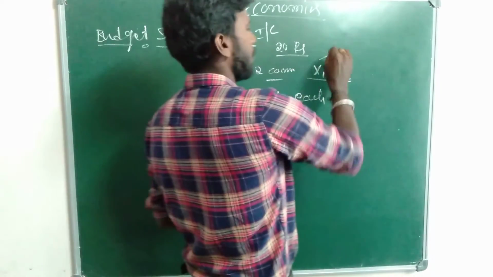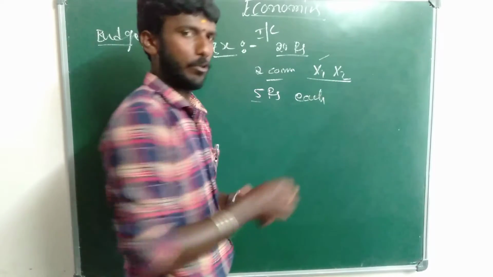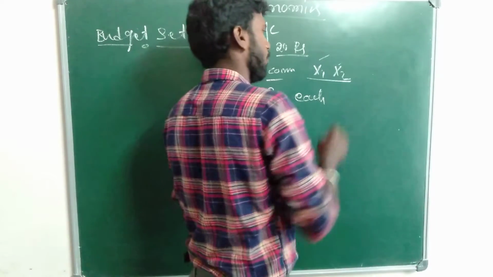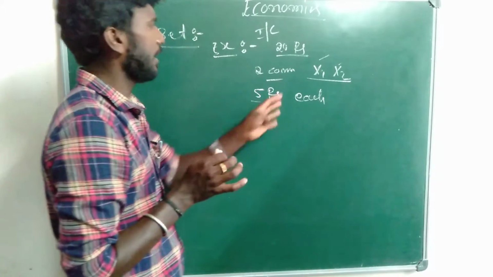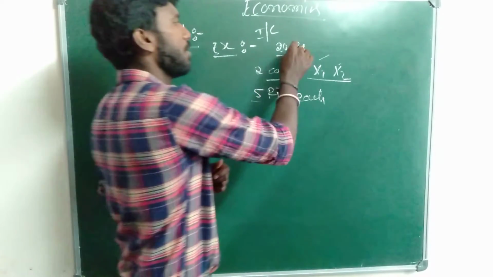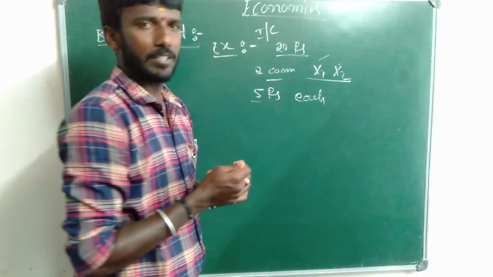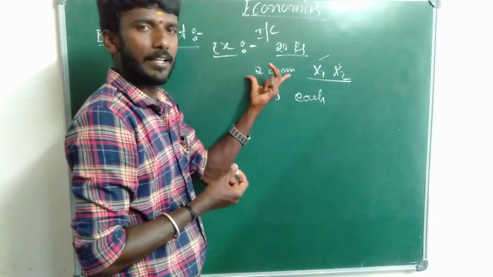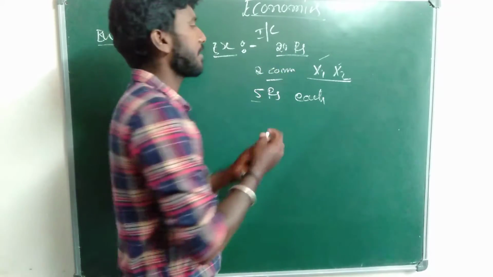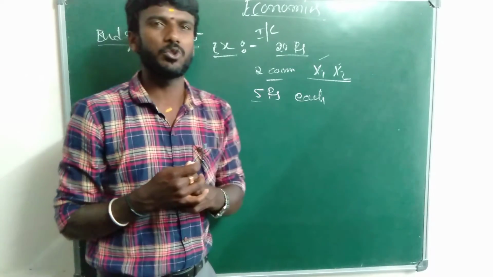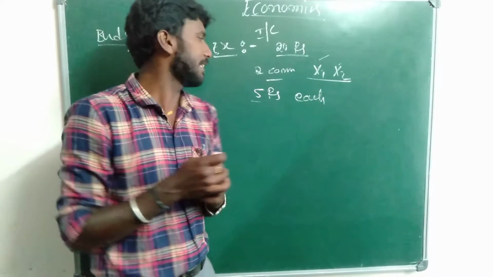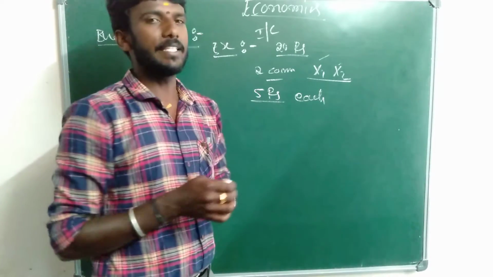Maybe if you want to purchase x1, it means 5 rupees. If you want to purchase x2, that price is also 5 rupees in the market. See, simple, three things here. Example: 20 rupees of income will be with a consumer. He wants to spend that entire income on two commodities like x1 and x2. Now the price of x1 and x2, those two commodities, in the market is 5 rupees each.